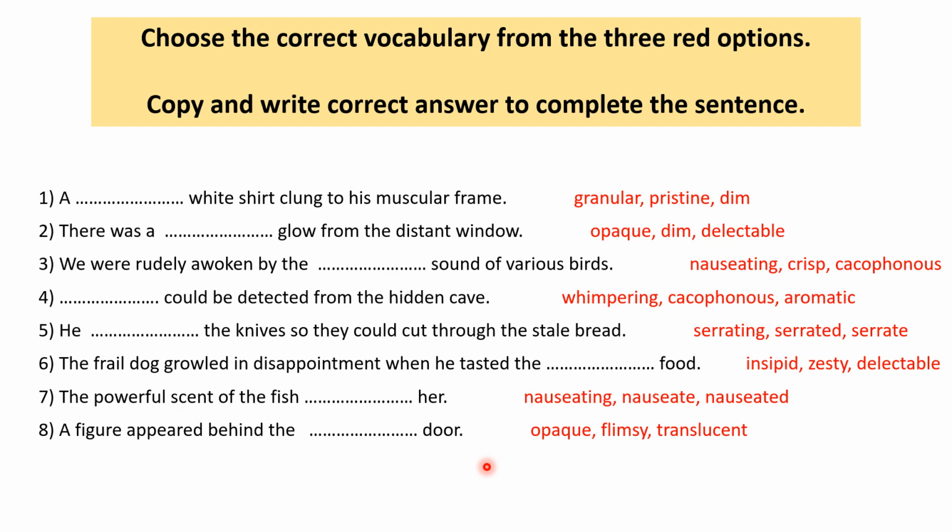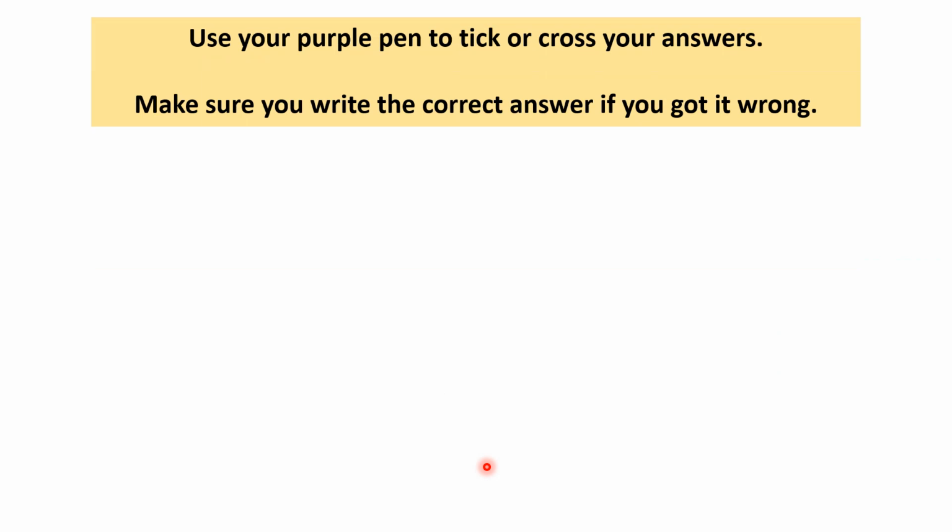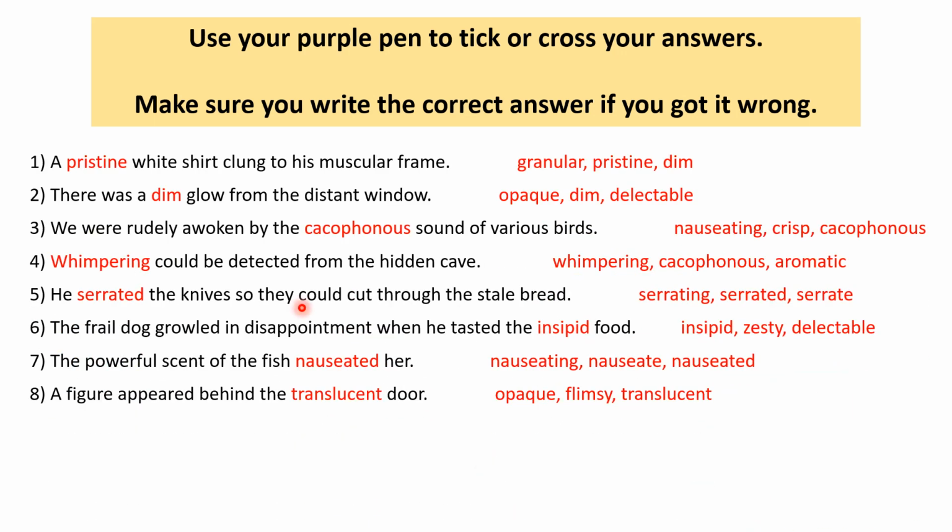Okay, if you're back, that means you're ready to make your corrections. Again, I can't express how important it is to improve these if you got it wrong. Okay, so number 1 is a pristine white shirt clung to his muscular frame. There was a dim glow from the distant window. We were rudely awoken by the cacophonous sound of various birds. Whimpering could be detected from the hidden cave. And it's important here to notice that cacophonous does describe a sound, but it's not a verb. Whimpering is a verb, so it would make better sense here.